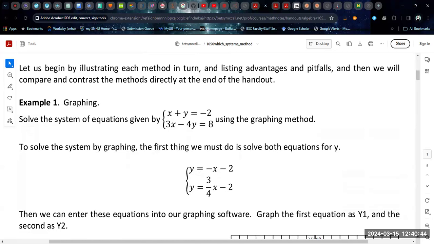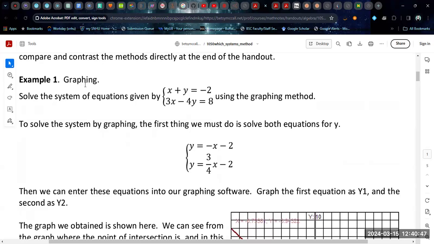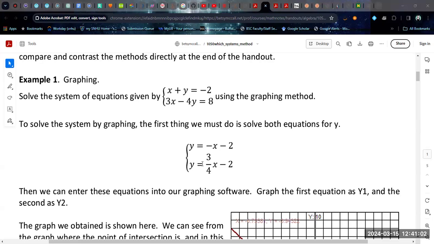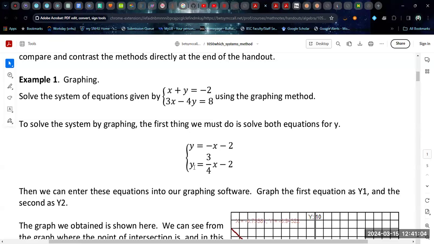Now, in this case, if we're solving systems of equations by graphing, here's our example system. If we're going to solve this by graphing, and we're using our TI calculator, for instance, we're going to need to solve for y. If we are using something online like Desmos, then we may not have to solve for y. We can just put the system in the way that it is. But if we're using our TI calculator, we would need to solve for y.